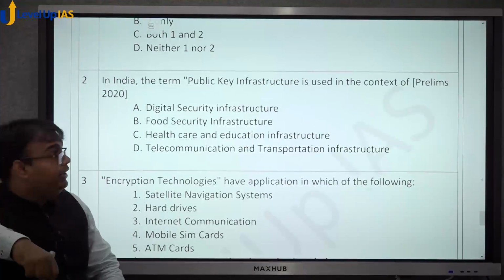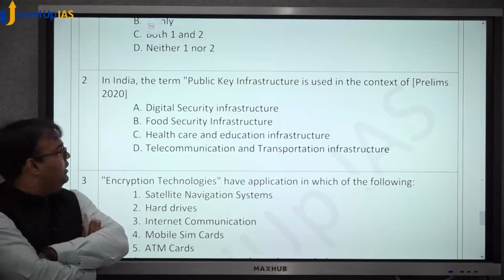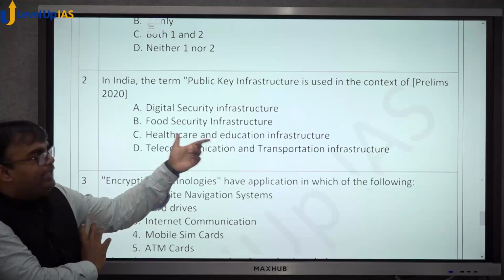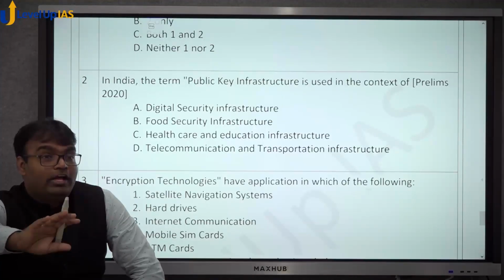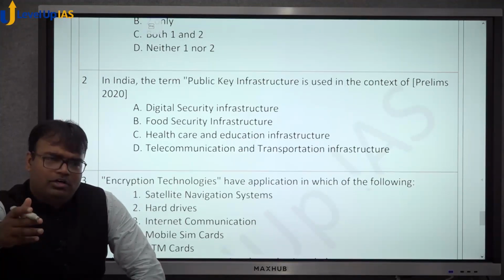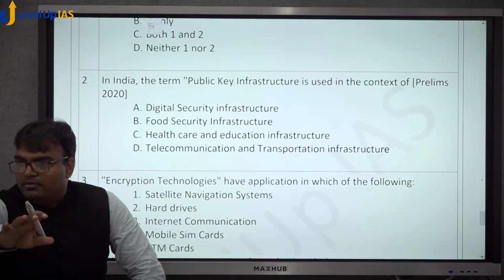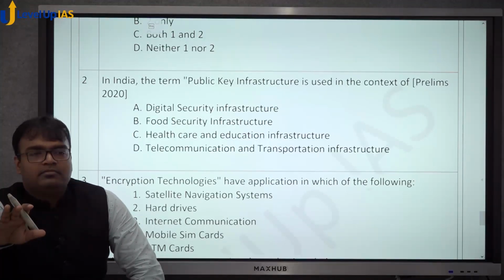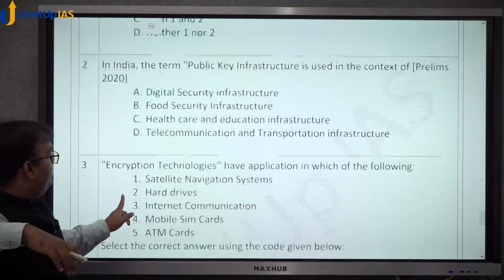In India, the term public key infrastructure is used in the context of a digital security infrastructure. So this was a very simple question, public key infrastructure. But I'll tell you this, other than our class notes, no one had studied public key cryptography. People were studying cryptography, but normal cryptography. Private key cryptography, public key cryptography, symmetric, asymmetric, no one used to study. But it's always important to understand the fundamentals. It simplifies your life like anything. Only our students would have been able to do it. Okay, so here answer would be A.